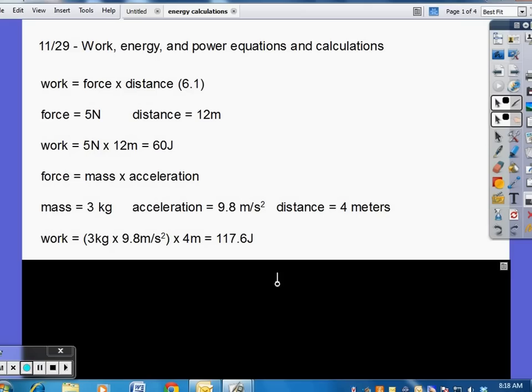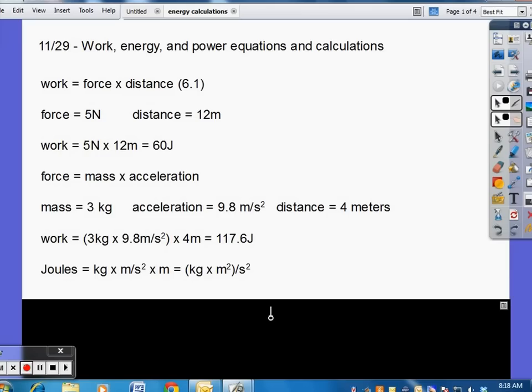I have the 3 and the 9.8 in parentheses, but they don't have to be. It's multiplication. It doesn't matter in which order you do it, but then you end up with 117.6 joules. So we say there was 117.6 joules of work done on that object. Notice that if you have no distance, there would be no work done on that particular object, and we'll talk about that a little more in class.